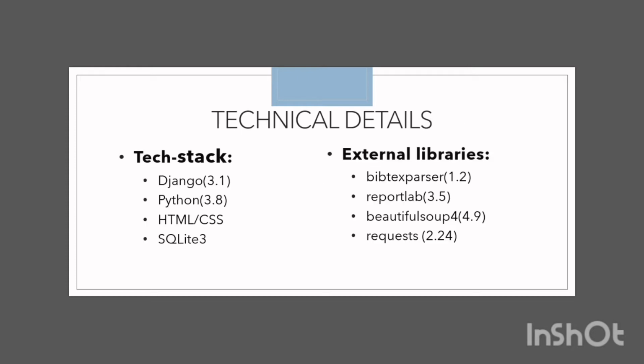Now, this is the tech stack that we've used to implement our module. It basically involves the Django framework, which is an MVT framework. We've used Python 3.8. We've used HTML, CSS for the front end and SQLite 3 database engine. We've also used some external libraries such as BibTeX parser for parsing the BIP files, Report Lab for generating PDFs, Beautiful Soup for scraping the PDFs, and the requests module as well.